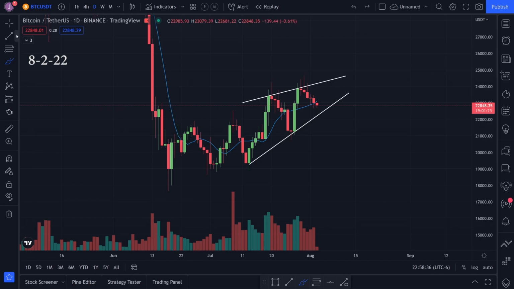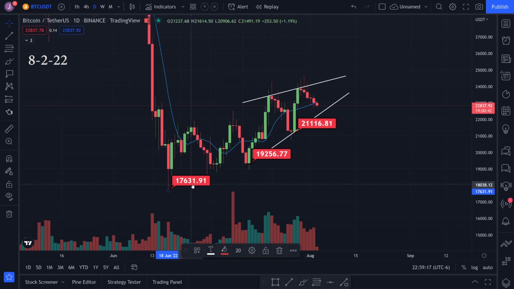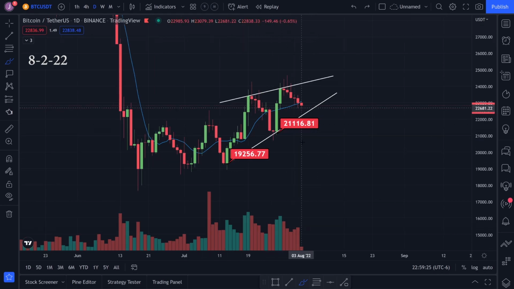And these levels that I just mentioned, if we break this trend right here going to the downside, then I'll be looking at this spot right here and this one right here. And these price levels will be something around 21,116. And then we also have another one down here at around 19,256. If it keeps going, we might even be looking at this bottom one down here, this spot over here, sitting around 17,631.